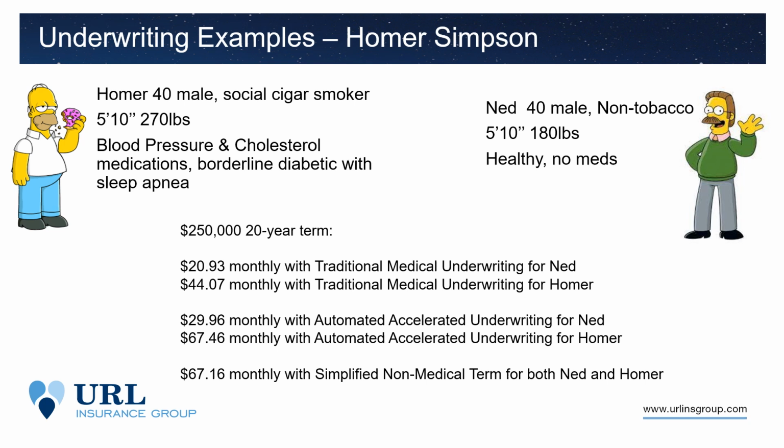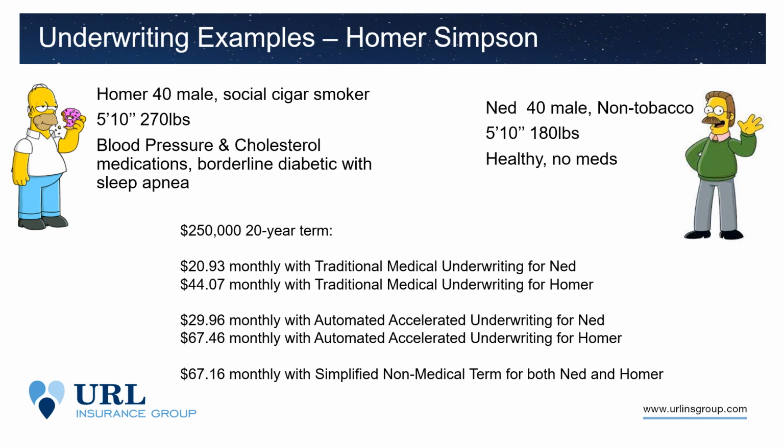If we go through automated underwriting for these two, where it's going to be done very quickly, Ned's going to get a premium of about $29.96. No paramed exam, issued within a matter of minutes or a couple of days. Homer, on the other hand, is going to receive a premium of $67.46, again because of his build, his height and weight, and because of these health conditions. But it's a little bit more convenient for him.